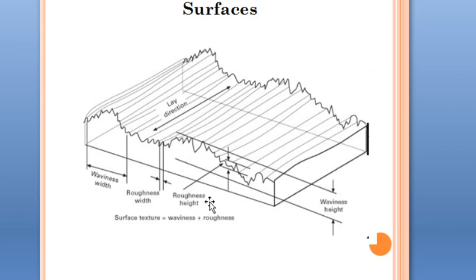Then roughness height. Roughness height is the parameter which represents the surface finish. This is the roughness height. Then roughness width. It is the nominal part surface within which peaks and valleys occur. This one is the distance between a peak and the adjacent valley. This is the roughness width.